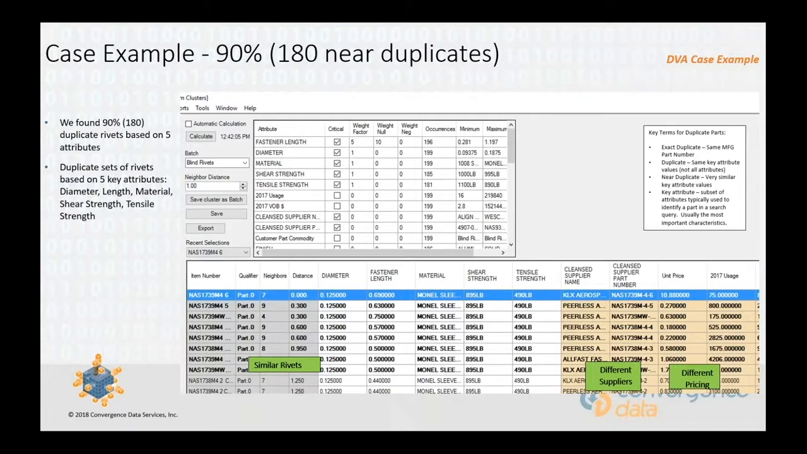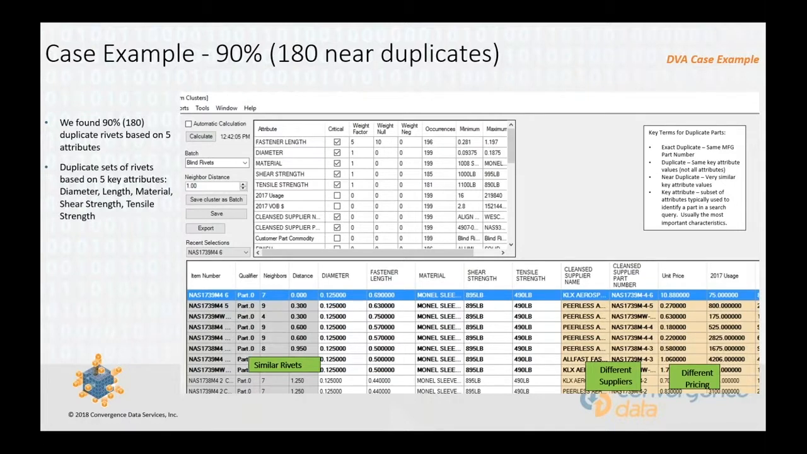So you can see a lot of these rivets have very similar diameter, fastener length, material, shear strength, and tensile strength in the bottom of the chart. And then to the right, you can see who you're buying them from, and what price you're buying them at. And you can see the prices are very different. You can buy them in different volumes. This is just an excellent opportunity for your supply chain to look at this and start to rationalize how many suppliers they're buying these from and start to normalize some of this pricing so that you don't have such a wide range of pricing.